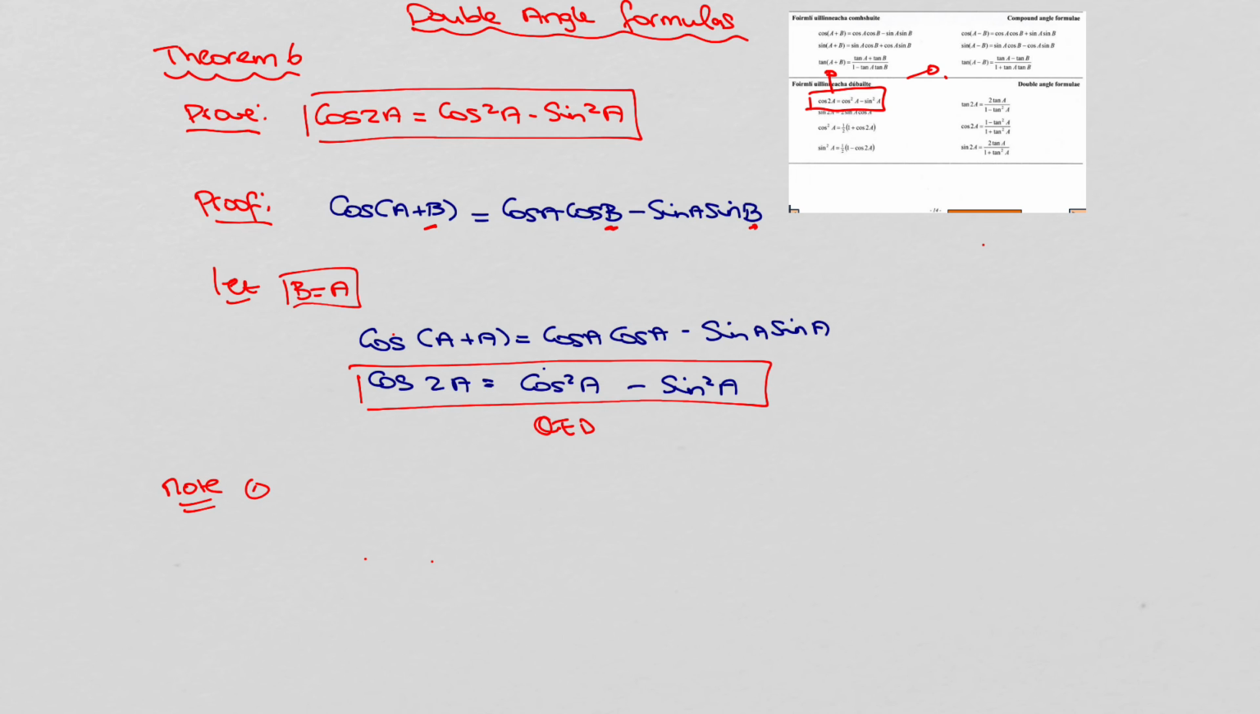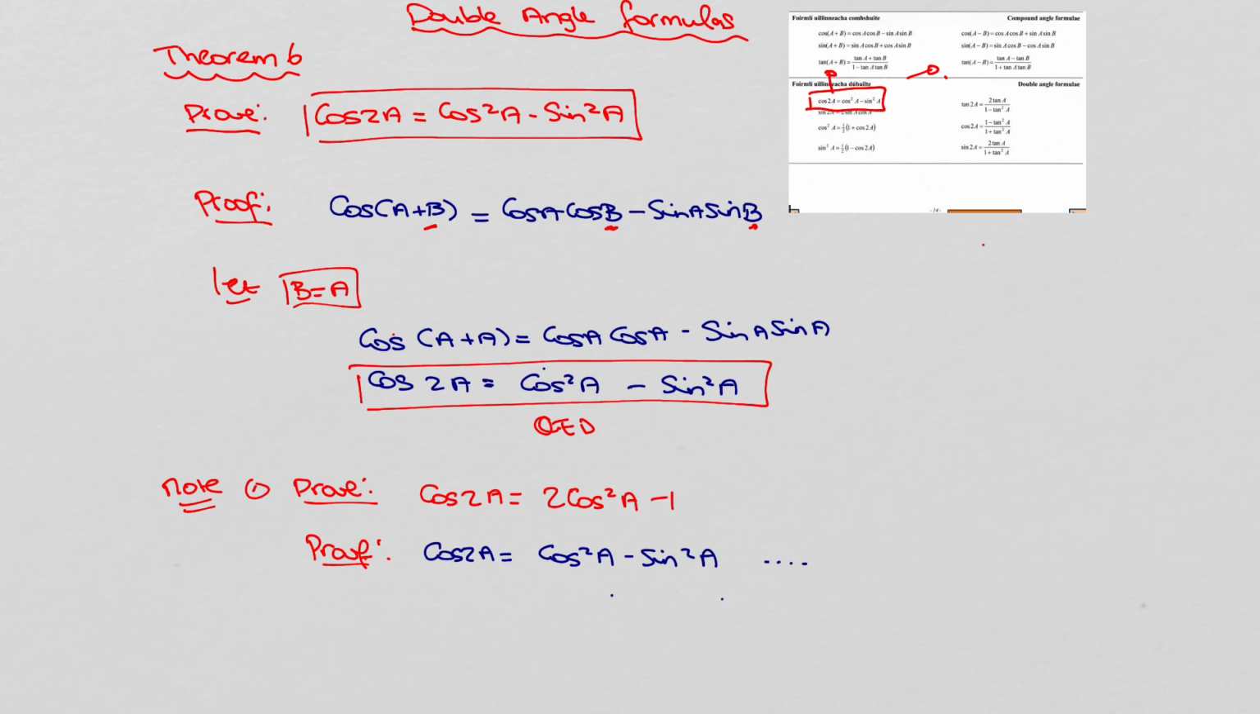So if I was asked to hence show that cos 2a can be written as 2 cos squared a minus 1. Well then I can only use my tables to solve this. And the most commonly used identity is cos squared a plus sine squared a equals 1. So I have to start with what I've just shown there. So cos squared a minus sine squared a.